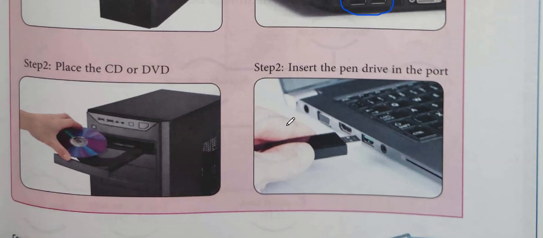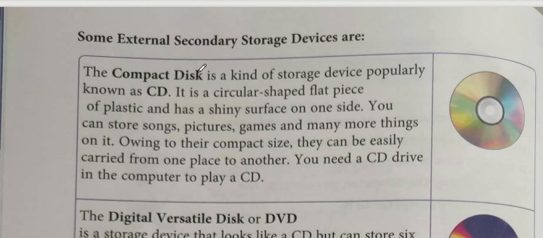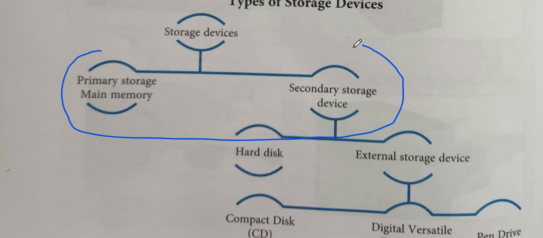So this is the way we use the pen drive or CD to copy the files inside or outside the computer. Now next page, some external secondary storage devices. Now we have seen that there are two storage devices which were internal. In internal we had two types of devices. One is your primary memory and the second is your secondary storage device. Now these are the internal devices. These two are the internal devices.